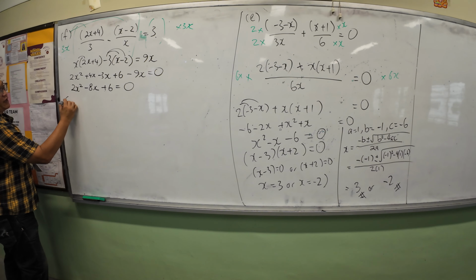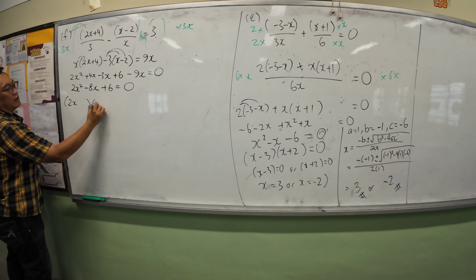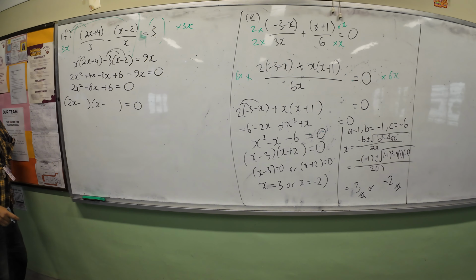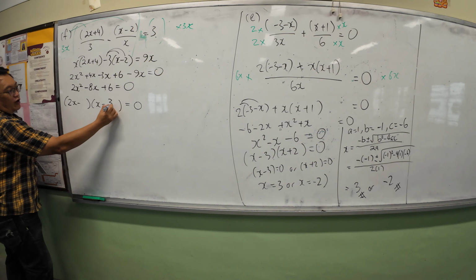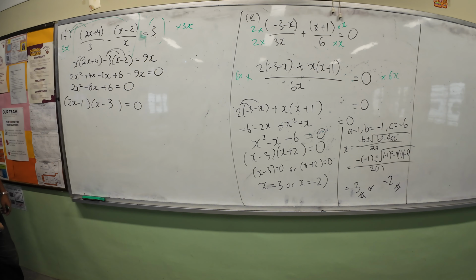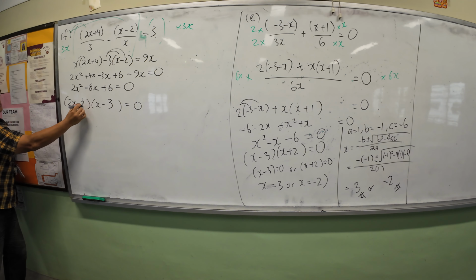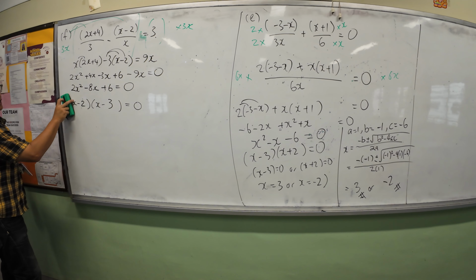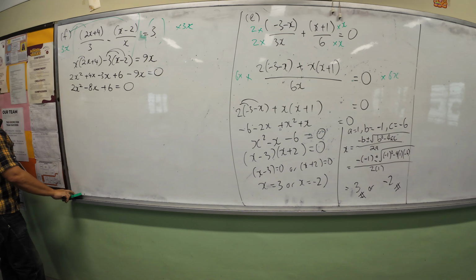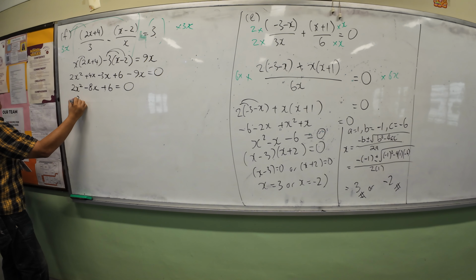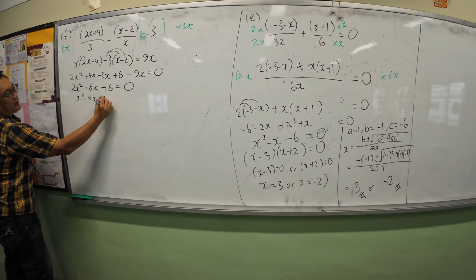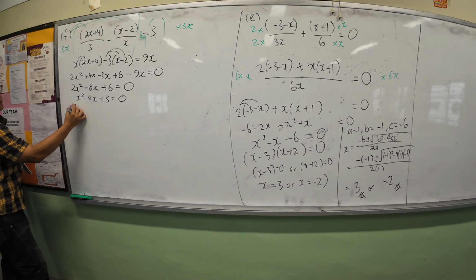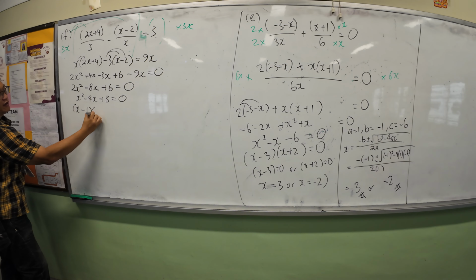Okay, same. If you can factorize, factorize. If you cannot factorize, it's okay to do your quadratic formula. Okay, sorry. Can even do one more step. I can divide everything by 2. Then it becomes x squared minus 4x plus 3. I divide everything by 2. Then it will be even easier.